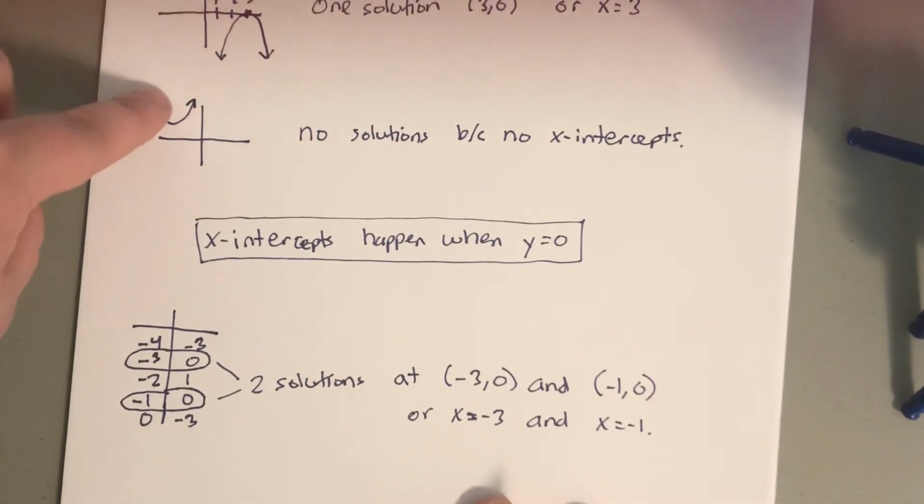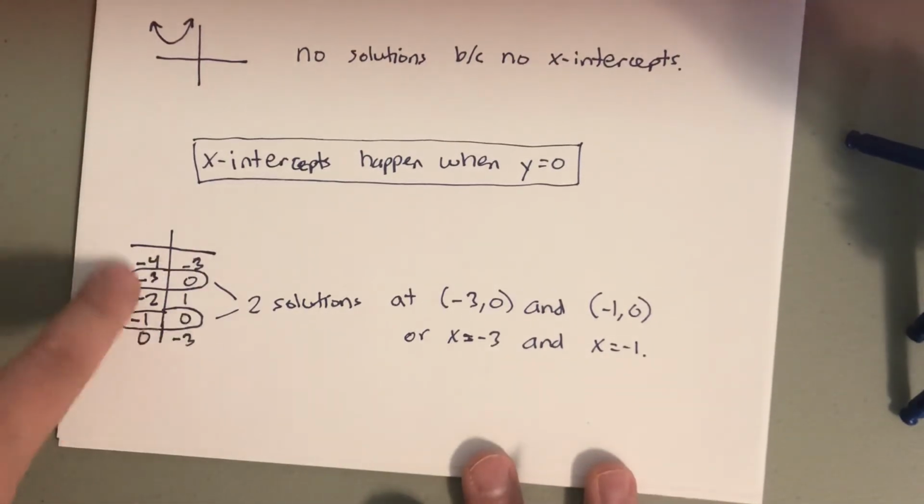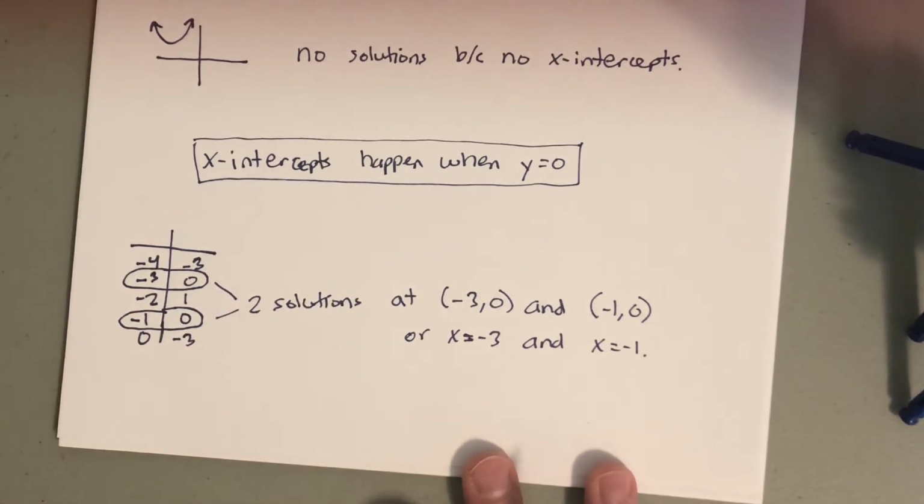Okay? So we can identify the solutions in a graph by just looking and seeing where it crosses the x-axis, if it does at all. And then in a table, we can find the x-intercepts or the solutions by looking to see when the y value is 0, and that tells us when the solutions are.